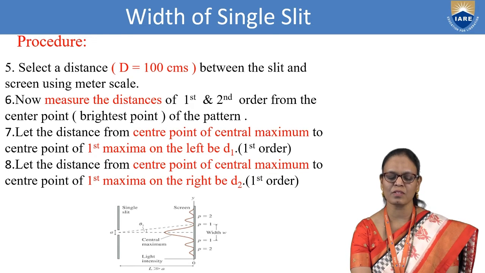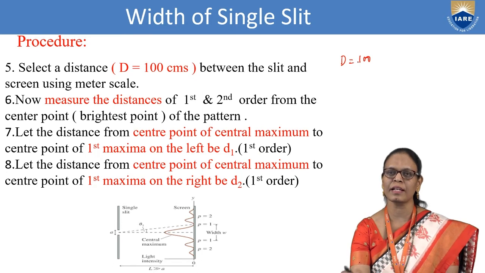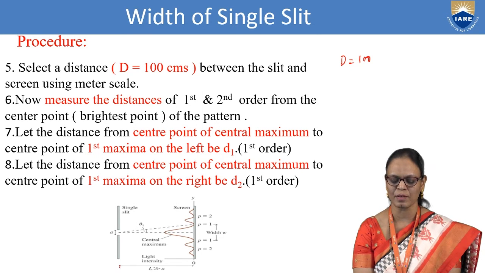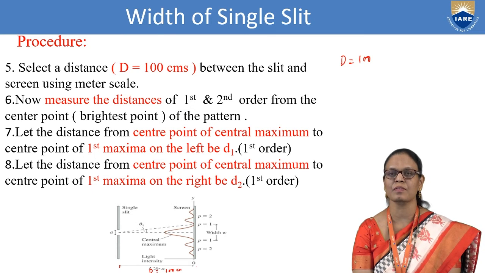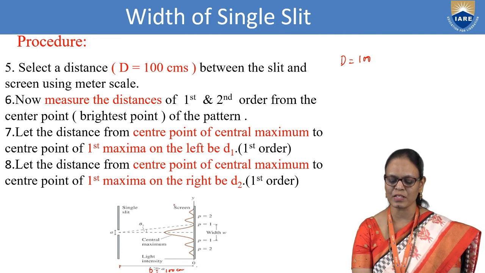Now we select a distance of capital D, 100 centimeters, between the slit and the screen. Now here we are keeping capital D as 100. That is the distance between the slit and the screen. So here if this is the slit and this is the screen, this distance capital D we are putting as 100 first. Now we measure the distances of first and second order from the center point. We are going to measure always the distances from the center point. Now the distance from the center point or the central maxima to the first order on the left, we are marking it as D1. This is D1.